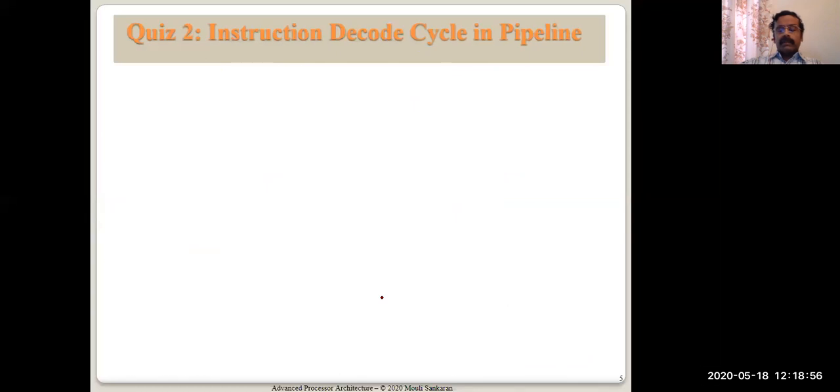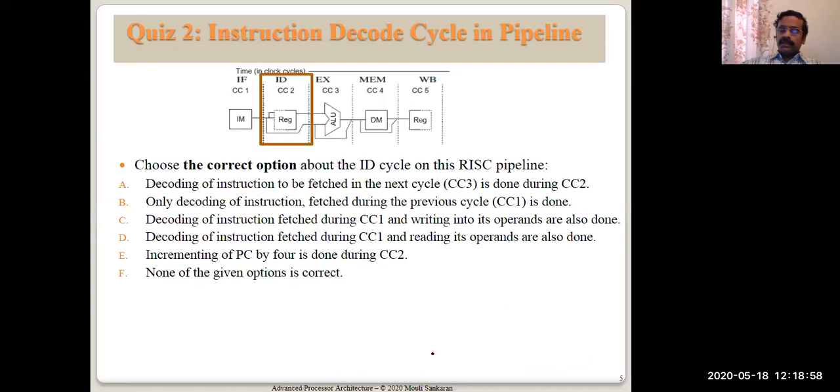Next, this is also a single choice question. Please think about it. It is about instruction decode stage.